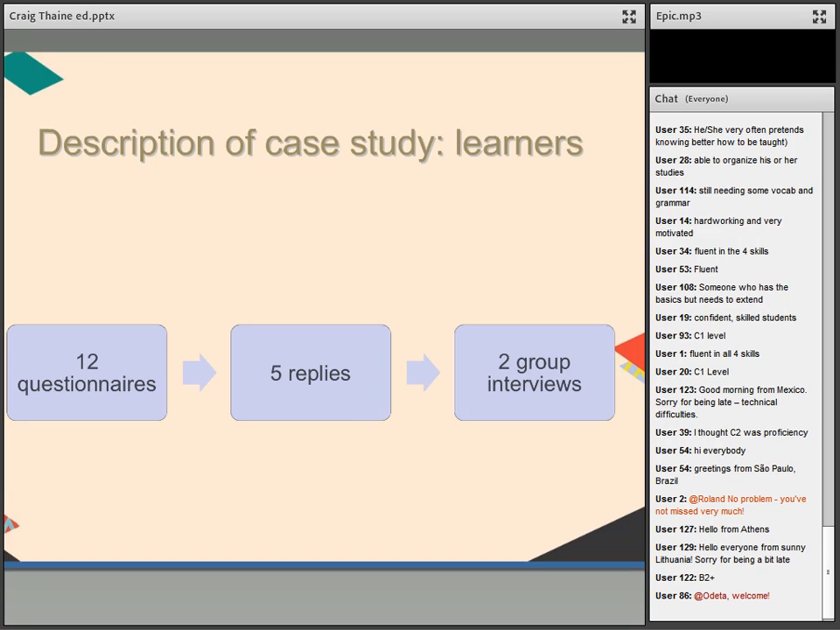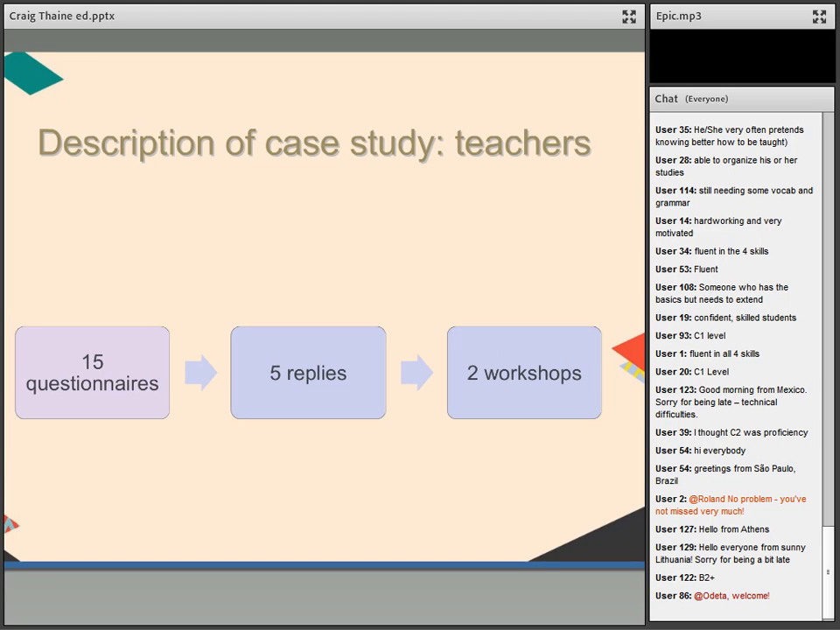And with these 5 students, I did 2 hour-and-a-half-long group interviews where I followed up on information from their questionnaires. The teachers were teachers working at the school I worked for in Auckland. Again, I sent out 15 questionnaires and got 5 replies. So that in a way was quite neat, in the sense that I got 5 replies from learners, 5 replies from teachers.